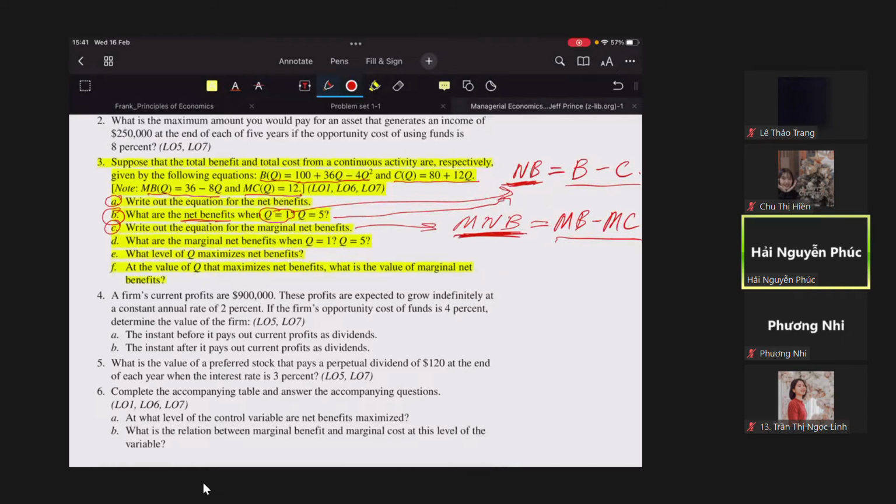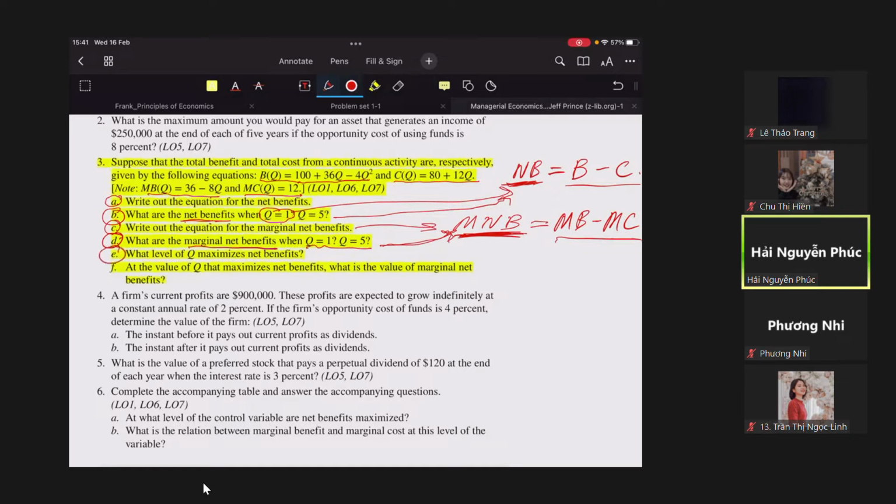Okay, so it leads to question D, and once again, it's pretty simple. They ask you about the marginal net benefit when Q equals 1 and Q equals 5. We simply plug in, right? Once again, we plug into the equation, right?